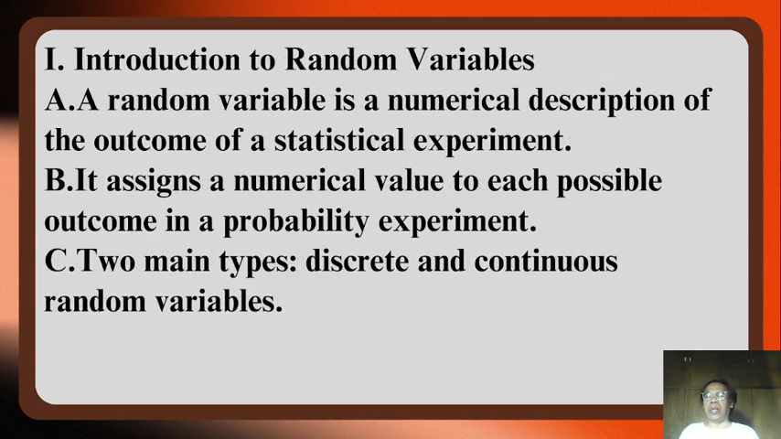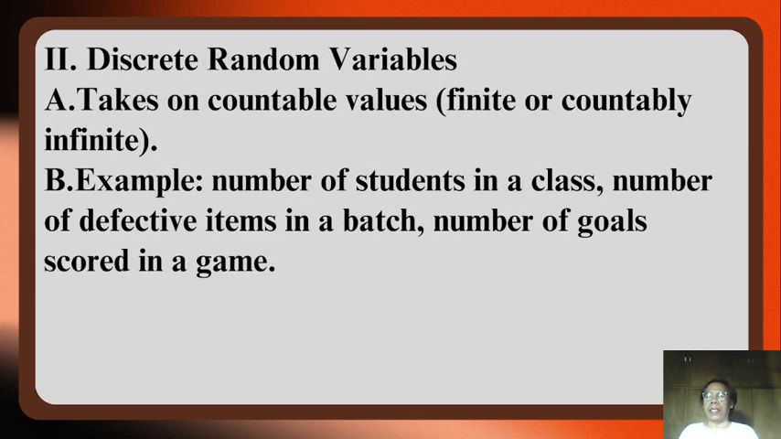Introduction to random variables. A random variable is a numerical description of the outcome of a statistical experiment. It assigns a numerical value to each possible outcome in a probability experiment. Two main types: discrete and continuous random variables.